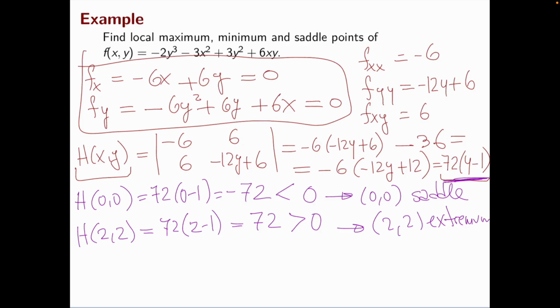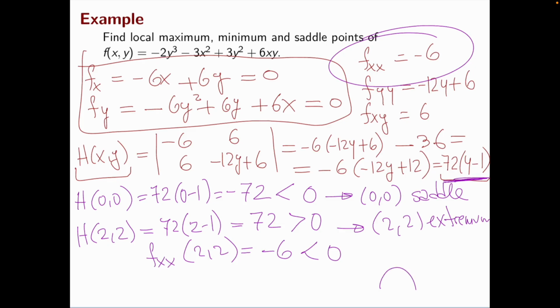It is an extreme, but which one is it? Is it a maximum or minimum? We need to decide that by checking the fxx at 2, 2. So we look at this derivative. This is just minus 6, constant at any point. This is minus 6, so it's negative. Remember that if it's negative, then it's going to be a maximum. And so we can say that this is actually going to be a maximum.